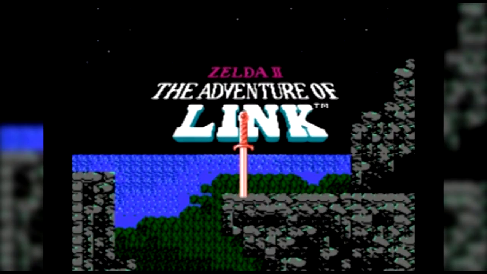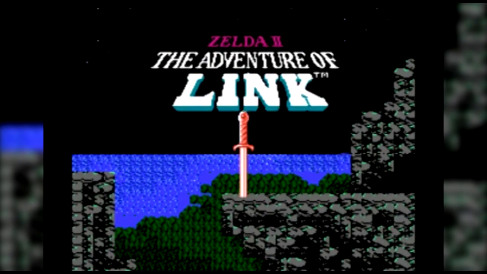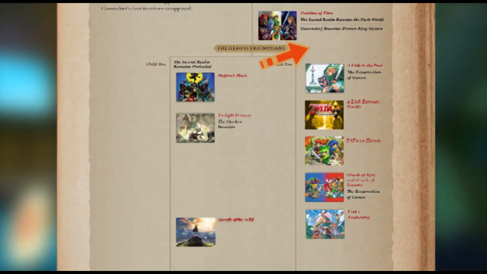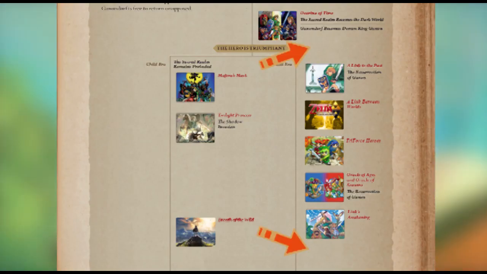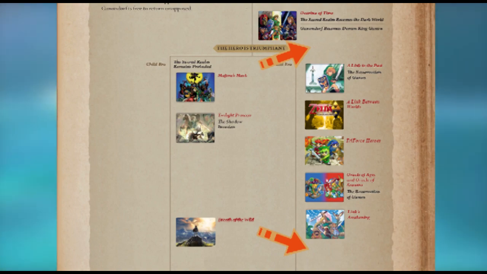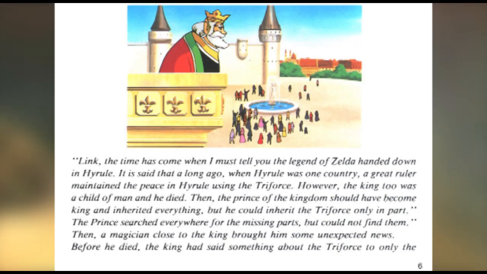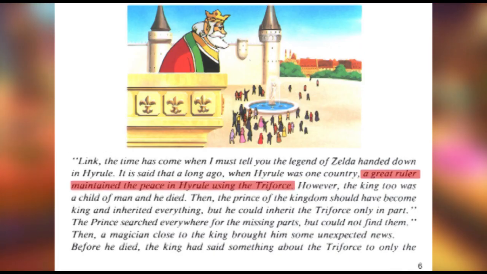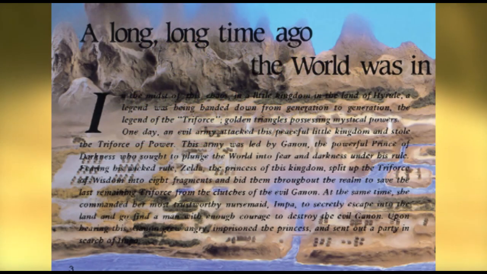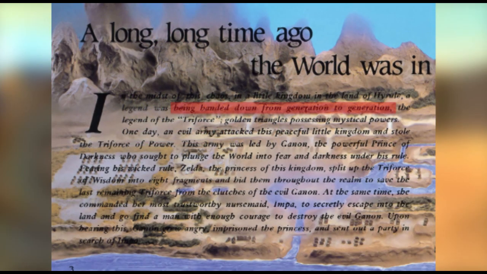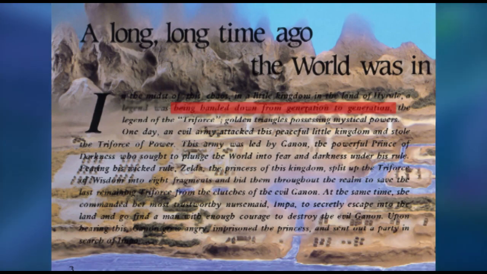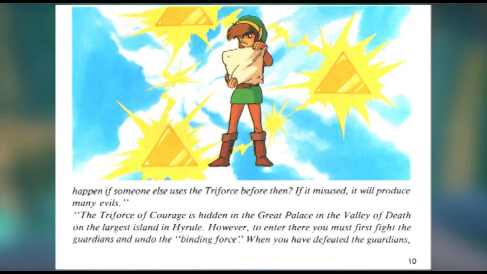Next up, we need to place the original two Zeldas, and it basically comes down to either being after Ocarina of Time or after Link's Awakening. The game manuals for the original two games tell us that prior to the events of the original Legend of Zelda, the royal family had possession of the full Triforce, with the Triforce of Power and Triforce of Wisdom being handed down from generation to generation, and the Triforce of Courage locked away in secret in the Great Palace.